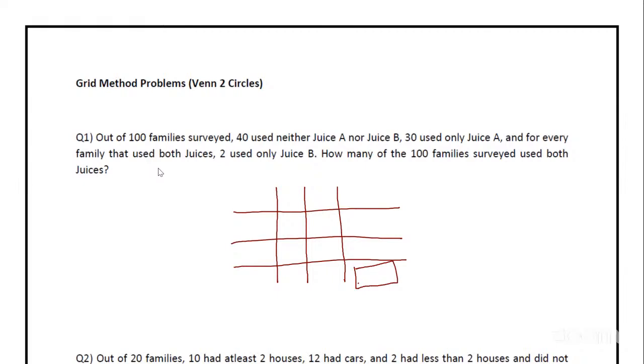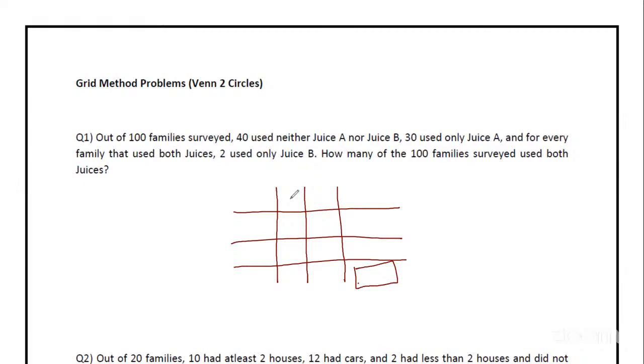If you read the first question, it says out of 100 families surveyed, 40 used neither juice A nor juice B. So by looking at the question, I know that this is something about juice A and juice B. If I read further, it says 30 used only juice A, and for every family that used both juices, two used only juice B. So how many of the 100 families surveyed use both juices?